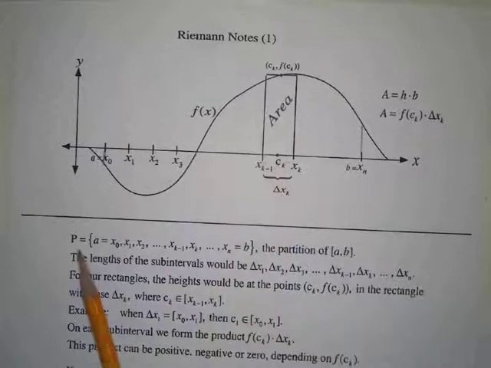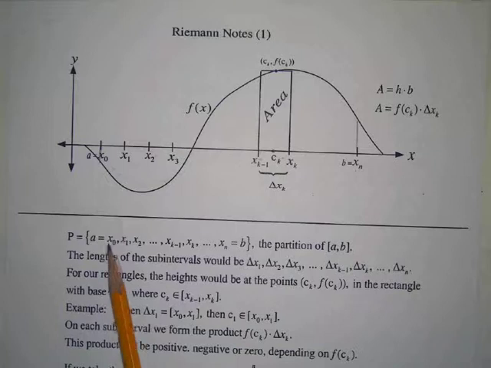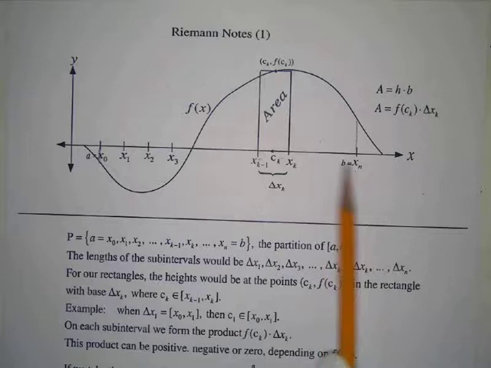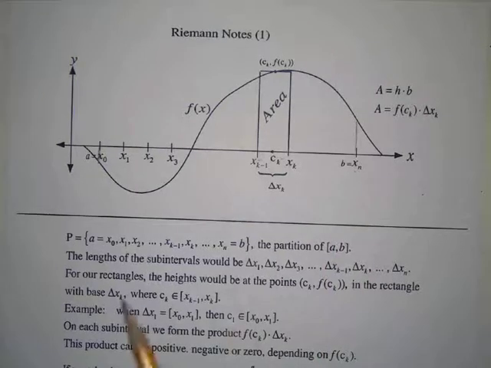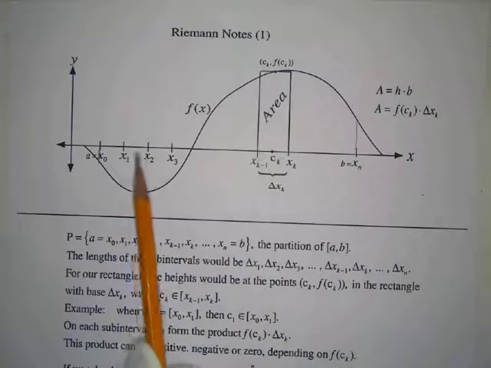Okay, and we call this a partition. So let P be the partition. A would be equal to x sub 0, and then x sub 1, x sub 2. So it's how we select these values on that interval. The lengths of the subintervals would be delta x sub 1, so this length would be delta x sub 1, delta x sub 2, etc.